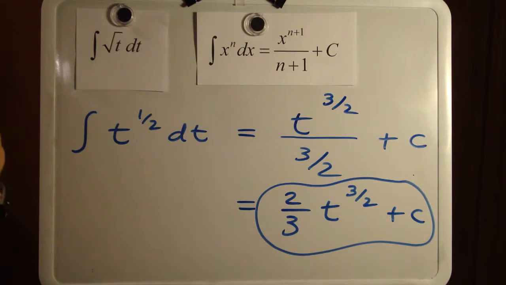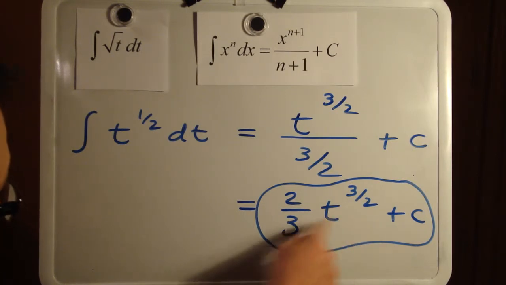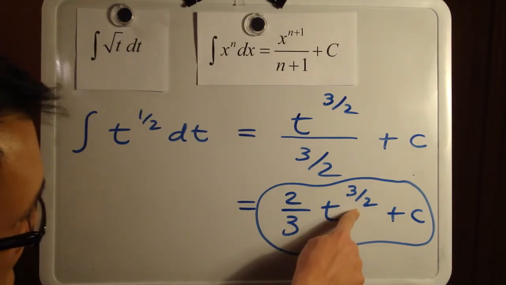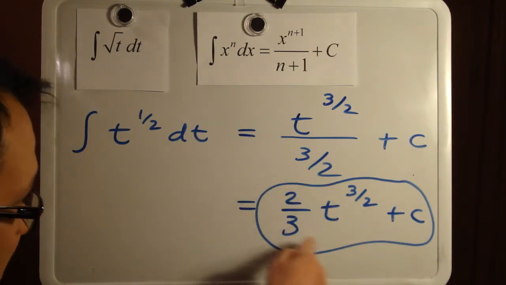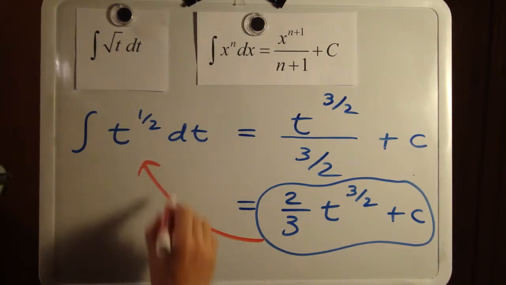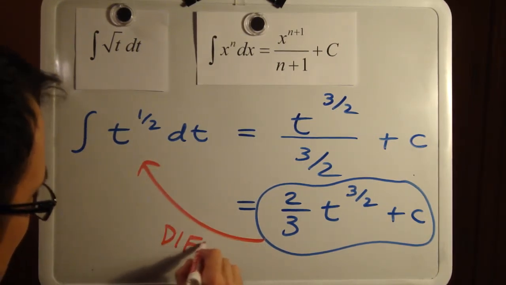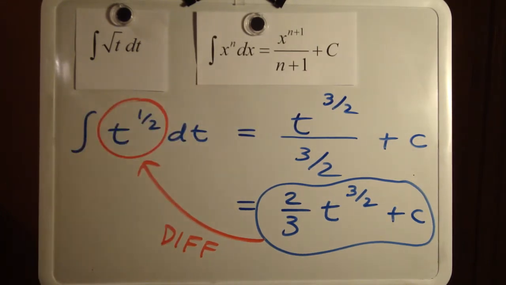So finding the derivative of 2/3 t to the 3/2, you'll notice that if you differentiate that function, the 3/2 and the 2/3 will cancel out, and this exponent is going to drop by 1. So what you're going to get when you differentiate this, the constant disappears. And so upon finding the derivative, this is one way you can always check. So when you differentiate this answer, you will always recover the original problem.